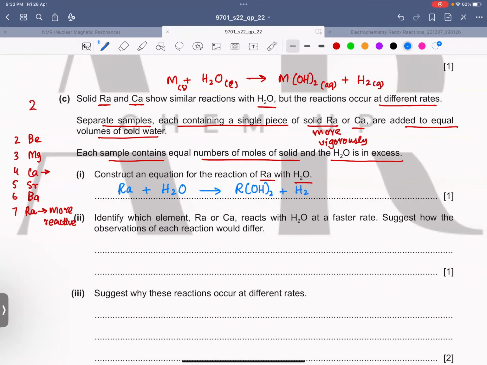Is this equation clear to everyone? As it's not balanced, I have to put 2 over here. Now the equation is balanced. Okay.